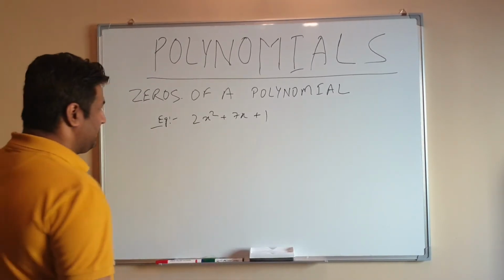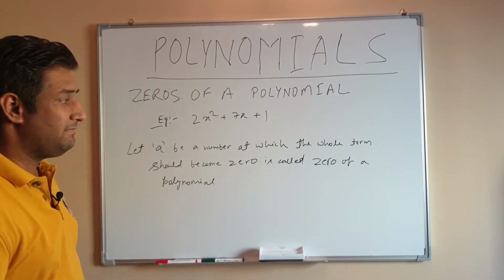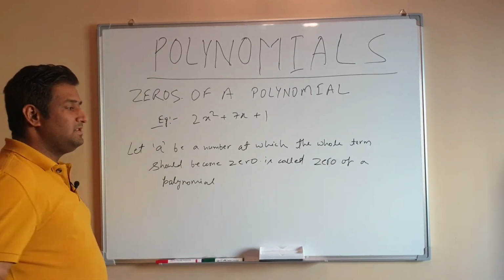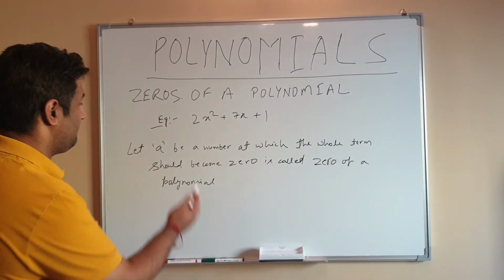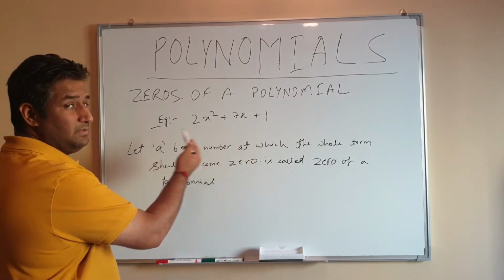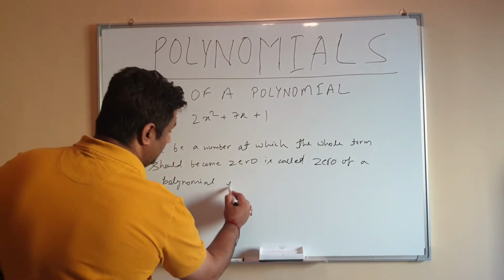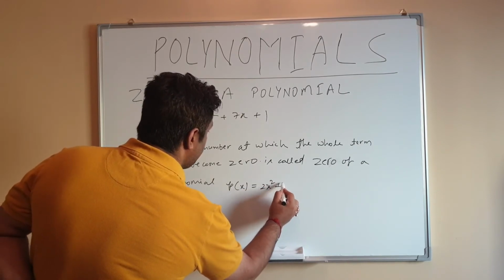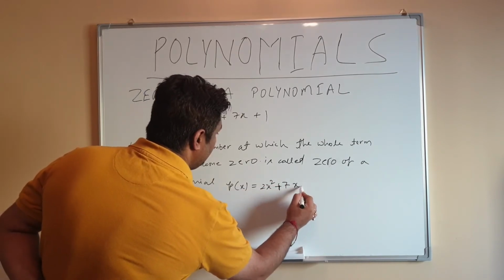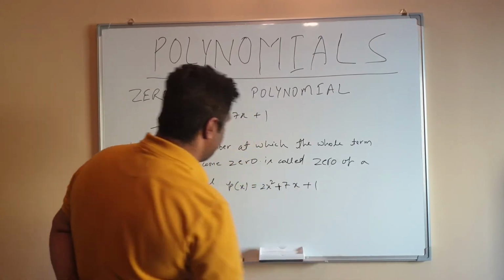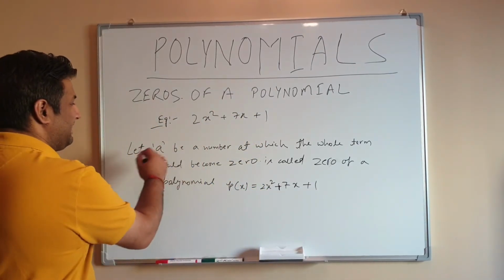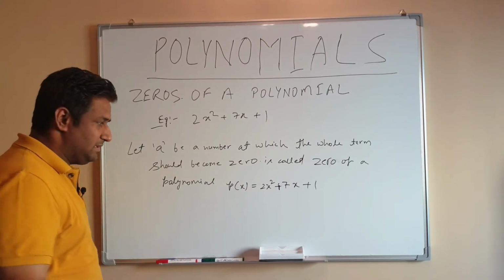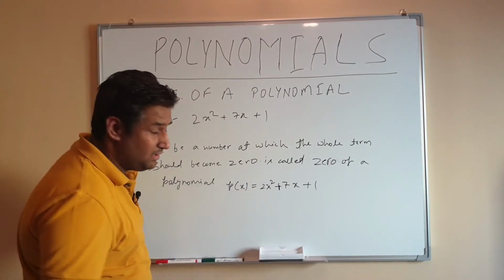So how do we define it now? Let a be a number at which the whole term becomes 0; that is called a zero of the polynomial. Like for example, as I told you, the polynomial p(x) given to us is 2x square plus 7x plus 1, right? So as I told you, let a be a number at which the whole term becomes 0. So in place of x we have to substitute a.